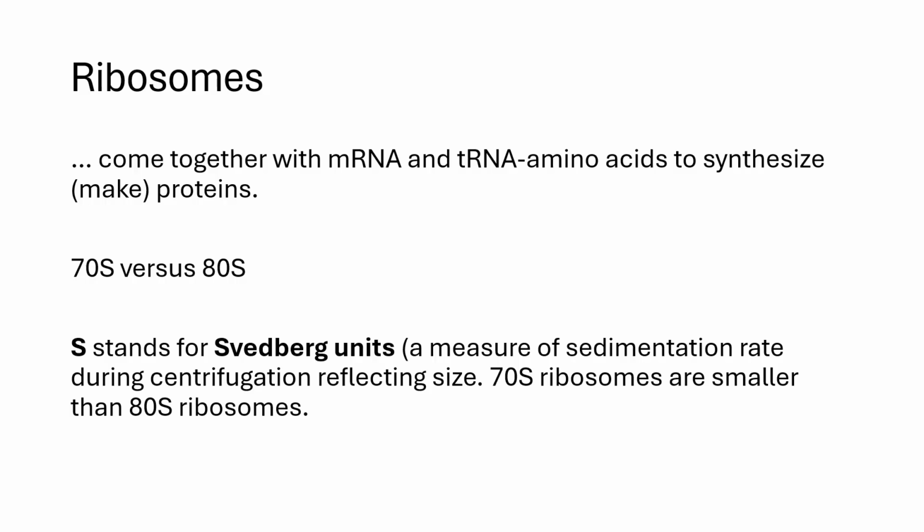I'd like you to pay attention to 70S versus 80S. The S stands for Svedberg units, and it's a measurement of sedimentation during centrifugation, and it selects for size. For our purposes, 70S ribosomes are smaller than 80S ribosomes.